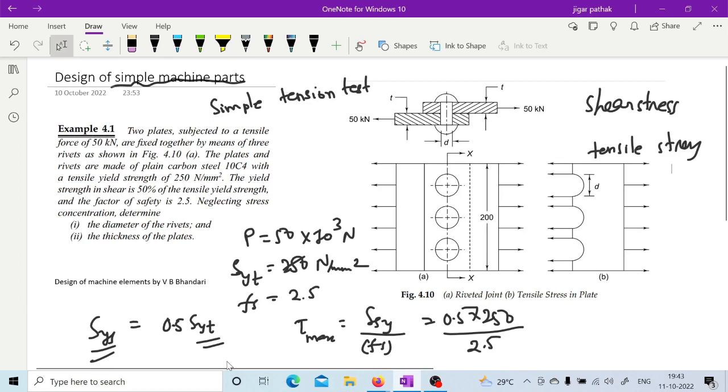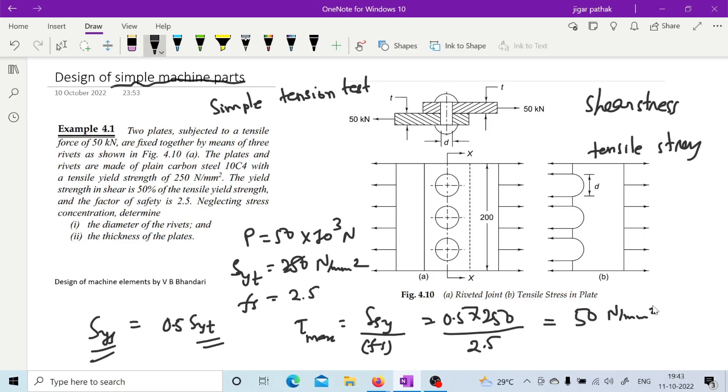So if we start with the rivet, then you need to have an idea about the shear strength, which will be available from the shear yield strength upon the factor of safety. So it will be, I guess, 50, right? This will be 50. Yes or no? Yes, sir.